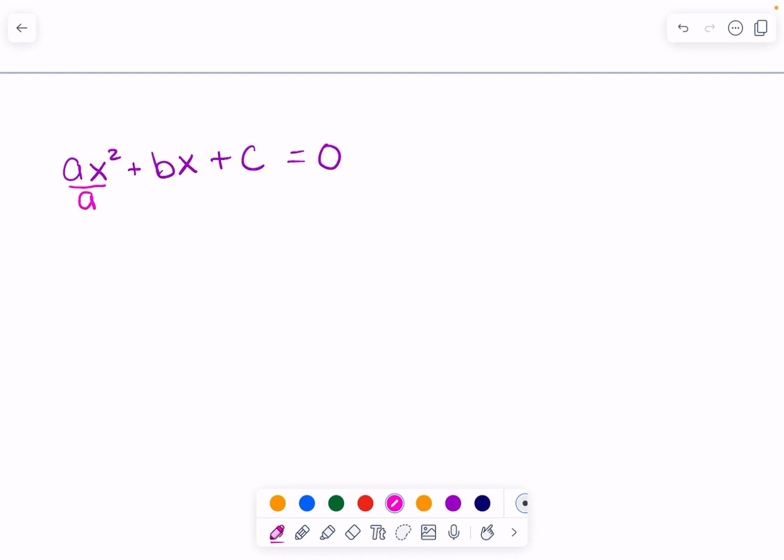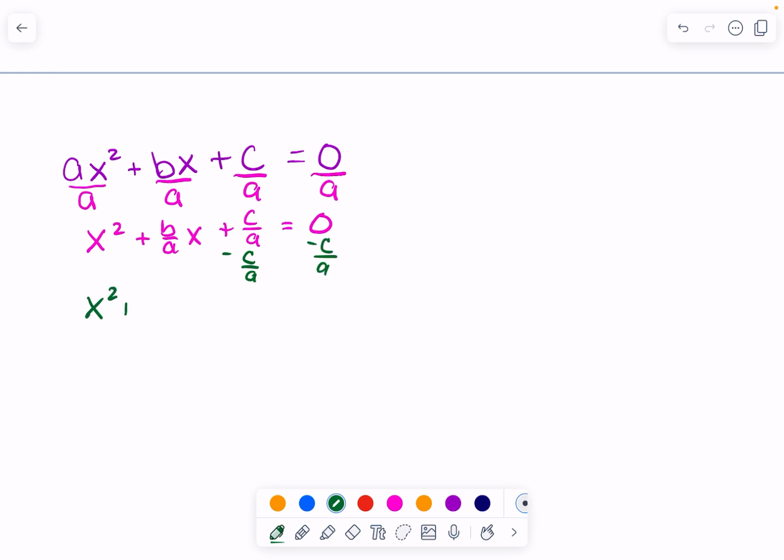So when we complete the square, we divide by that leading coefficient, which in this case is a. Now we have x squared plus b over a x plus c over a, remembering that c over a is just a constant. Then we're going to move the constant over. And so we'll have x squared plus b over a x. I'm going to make room to complete the square. Whatever we add to one side, we add to the other.